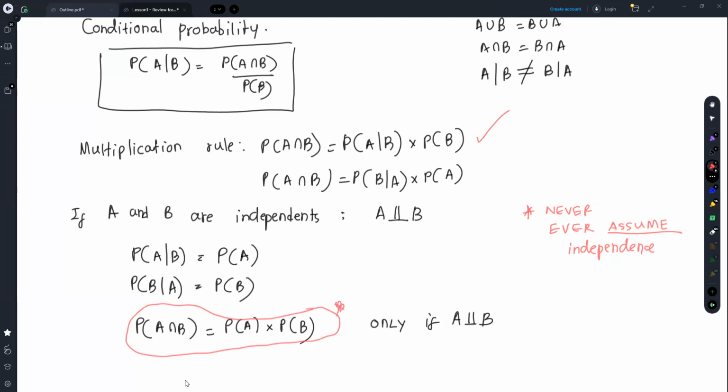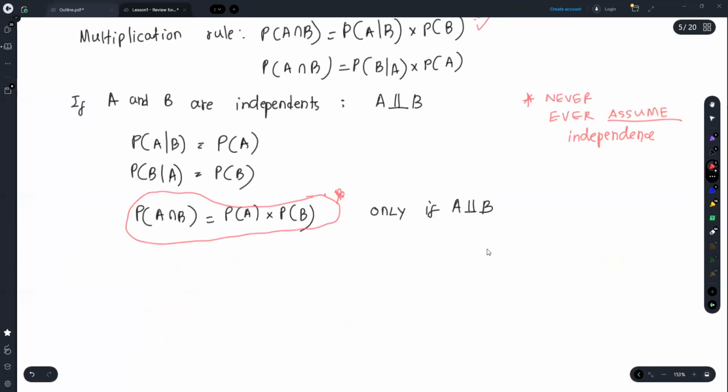So when you have to do calculations, if P(A) is given and P(B) is given, and you want to find the intersection, do not just multiply. Check whether they are independent. If you can prove that they are independent, then use this one, or else we have to go with the general multiplication rule. So never assume two events are independent unless it is given. Right? So be very careful with the independence, right?